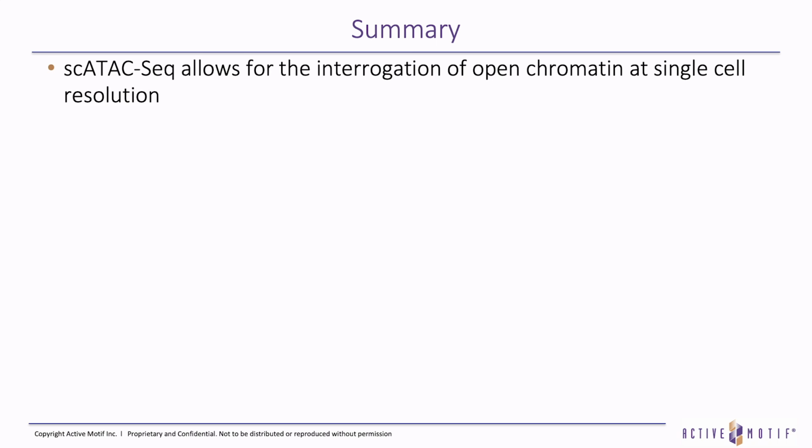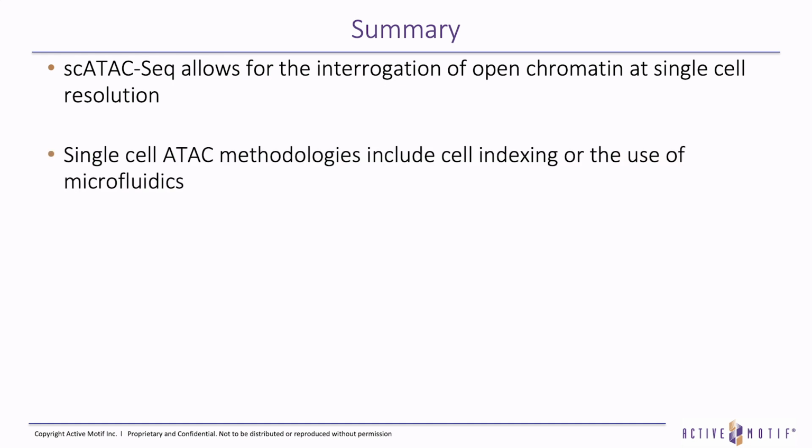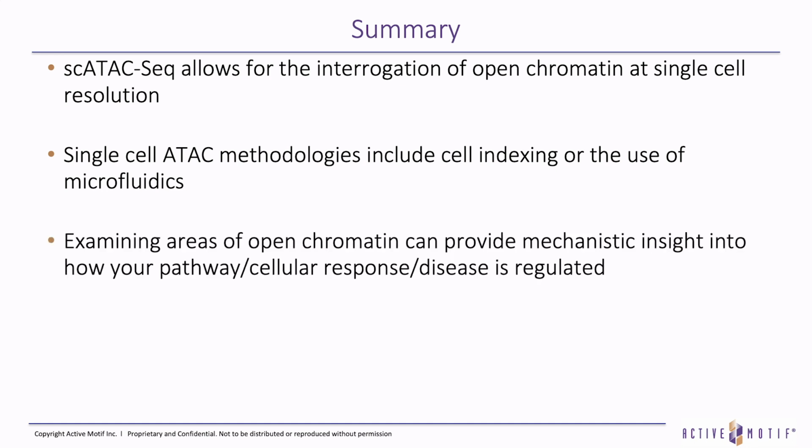So just to summarize how single-cell ATAC-Seq can aid in your research and what type of experimental questions it can address. Single-cell ATAC-Seq allows for the interrogation of open chromatin at single-cell resolution. Single-cell ATAC-Seq methodologies include combinatorial cell indexing or the use of microfluidics. Examining areas of open chromatin can provide mechanistic insight into how your pathway, cellular response, or disease is regulated.